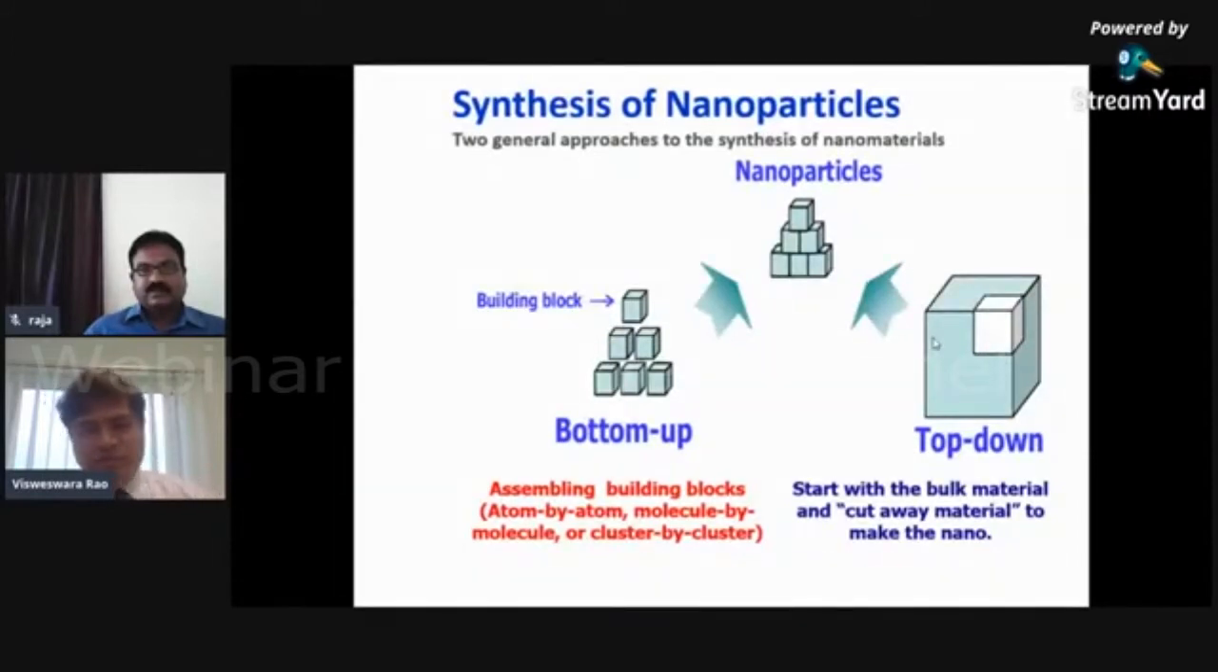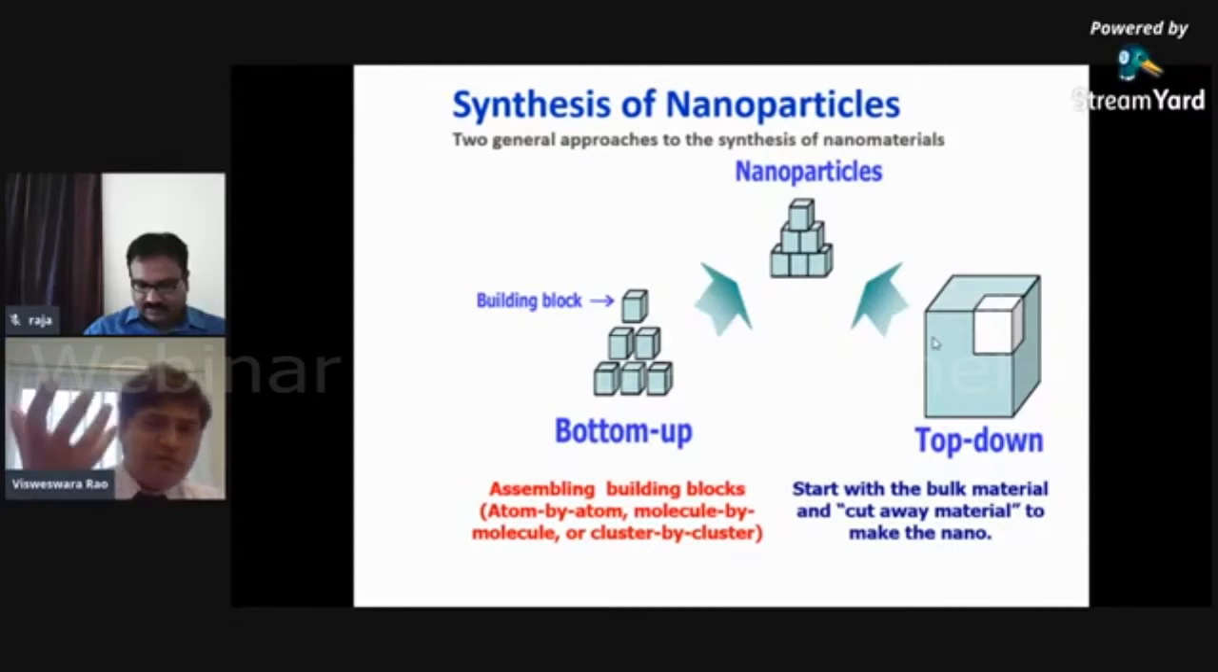In this picture, you can observe there are two types of approaches to synthesize nanoparticles from various sources. It can be from biological sources and other sources. Number one is the bottom-up approach. Another one is the top-down approach.